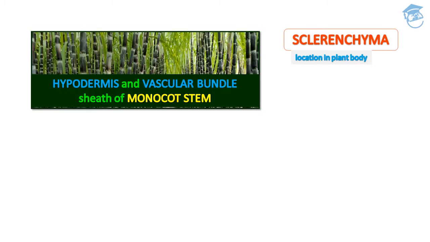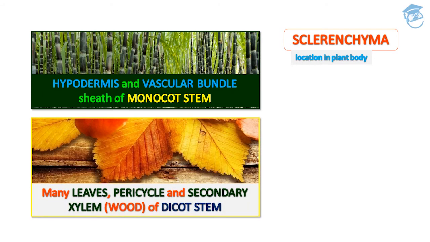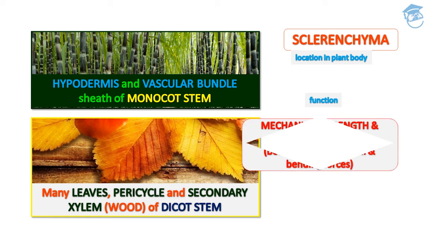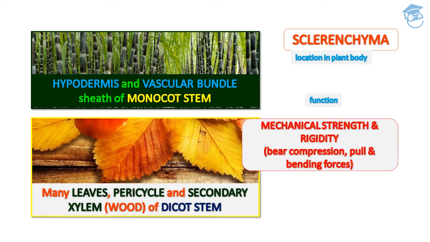So, sclerenchyma location in the plant body: they are present in the hypodermis and vascular bundle sheath of monocot stem. They are present in many leaves, pericycle, and secondary xylem, such as wood of the dicot stem. So these are the places where sclerenchyma is present. Now what's the function of it, students? It provides mechanical support, it provides rigidity, it provides tensile strength that bears compression, pull, and bending forces.